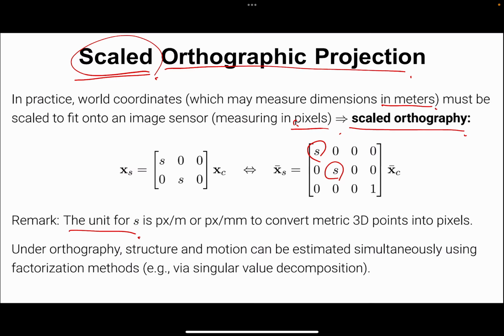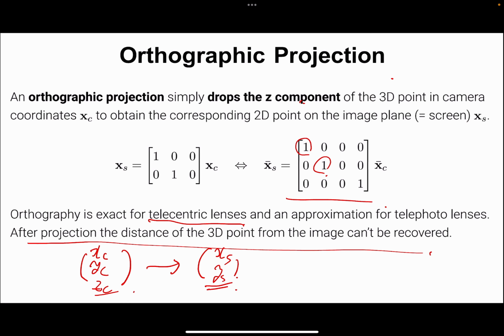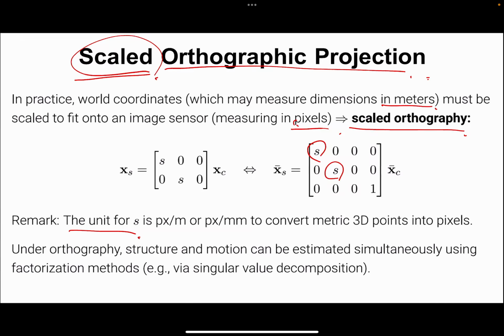And under orthography, structure and motion can be estimated simultaneously using the factorization method, the singular value decomposition. What I want to say is that orthographic projection, although very simple, is too simple. The meter unit would just be changed to pixels, which does not make sense. So we introduce a very minimal addition to make it work in real-world applications, by introducing a scale so that we can change the unit of the real world, meters, to pixels.